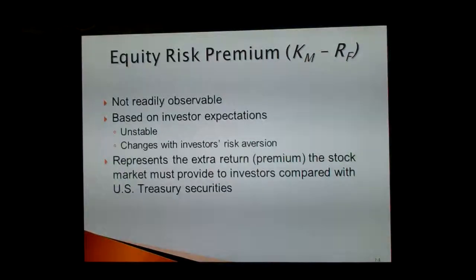Okay. The equity risk premium, that excess return I was talking about in the last slide, it's not readily observable. It's based on expectations, and it changes with people's level of risk. If you're more risk averse, you might be more conservative, etc. It represents the extra premium the stock market must provide to investors compared with the UST bill, right?